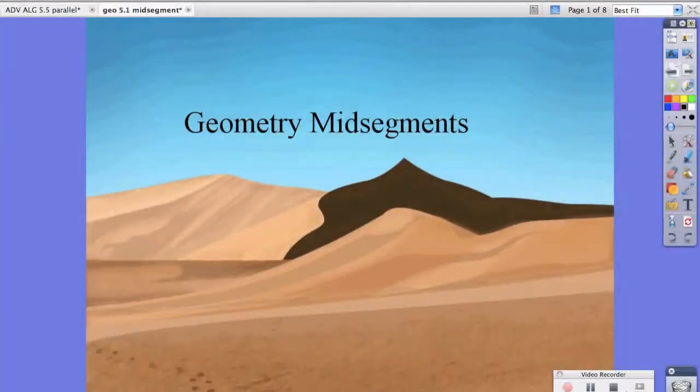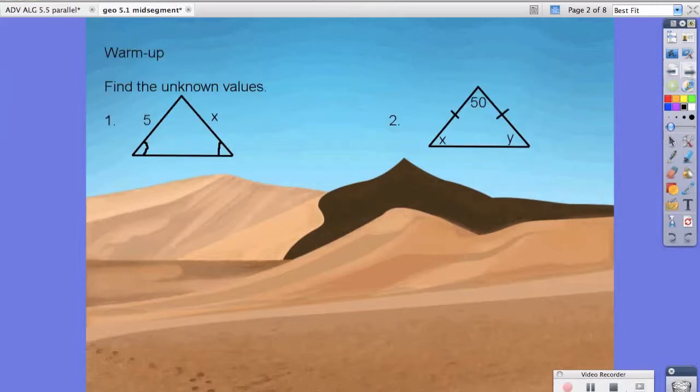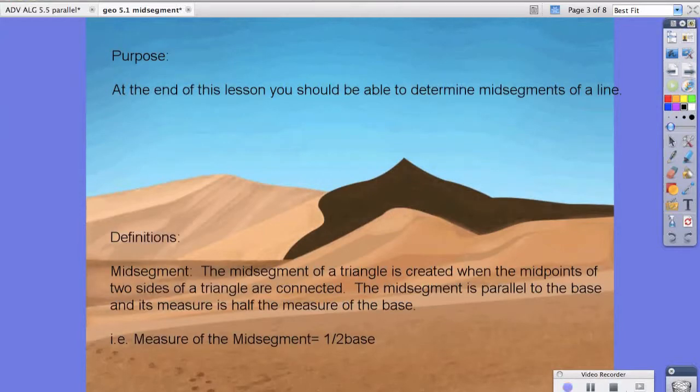Hello students, today in your geometry class we're going to be working on the midsegments of triangles. At the end of this lesson you should be able to determine the midsegments of a triangle.